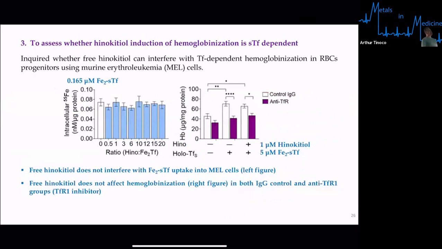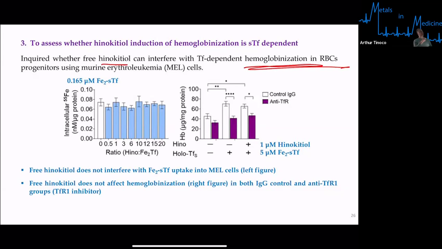So that talks about any intrusion with serum transferrin. It definitely can deliver the iron to the protein, and the amounts present in the circulatory system should not affect how much is actually saturated in the protein. But the next question is, can the free ligand interfere with transferrin-dependent hemoglobinization in red blood cells?